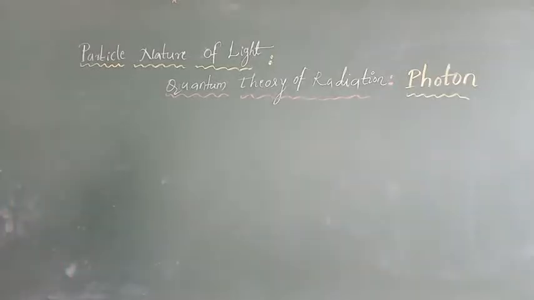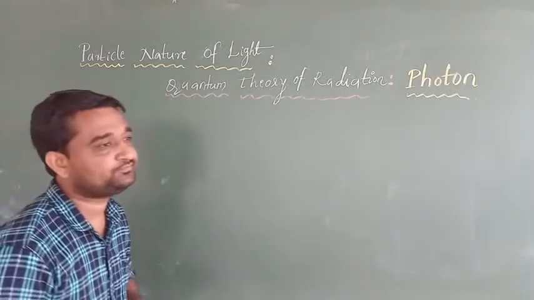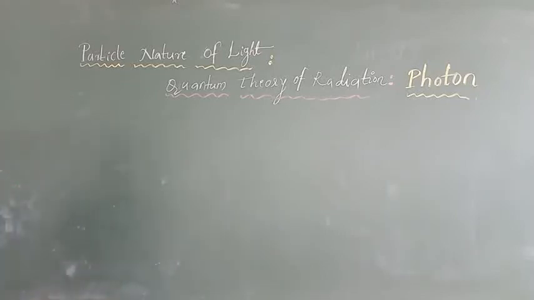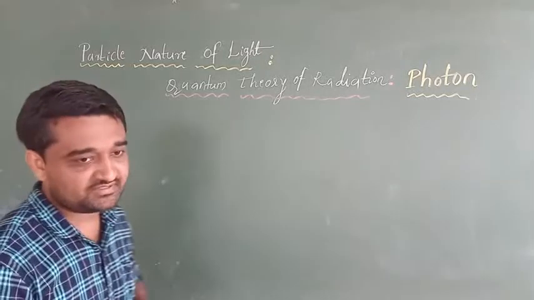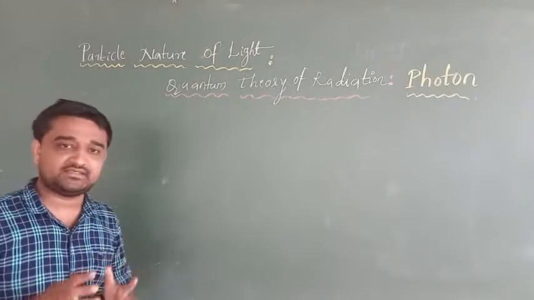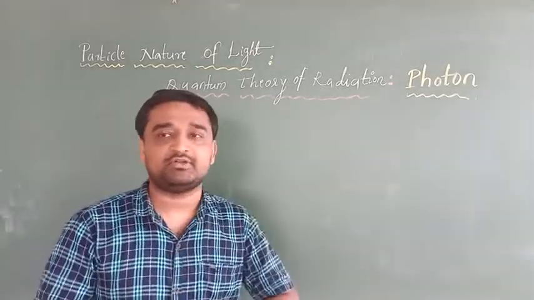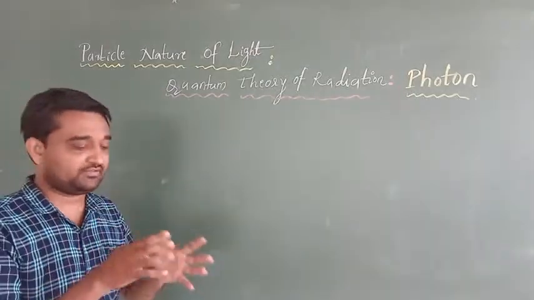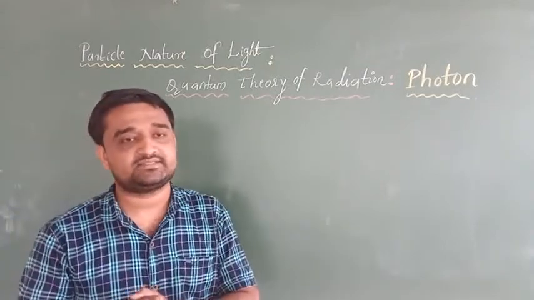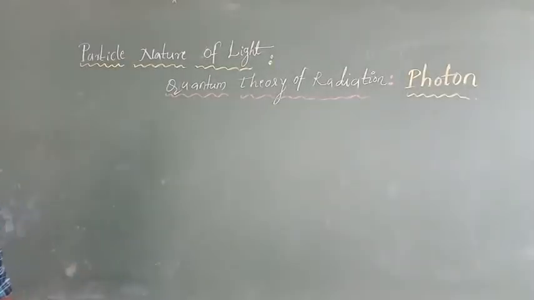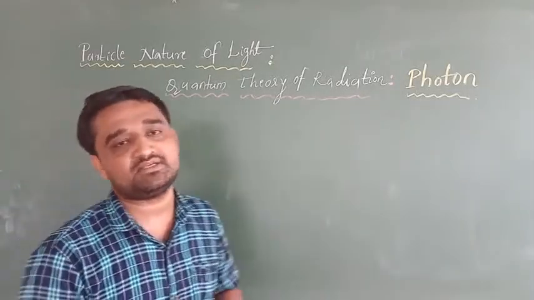Now the next point we are going to explain is the particle nature of light, that is the dual nature of light. Sometimes light exhibits particle nature. To explain certain phenomena, light exhibits particle nature, and to explain certain other phenomena, light exhibits wave nature. So light has a dual nature, particle nature as well as wave nature.